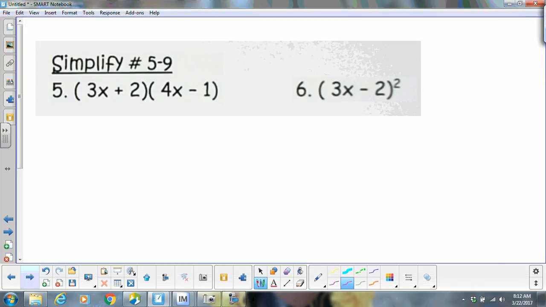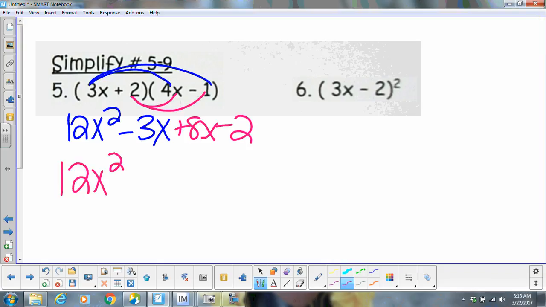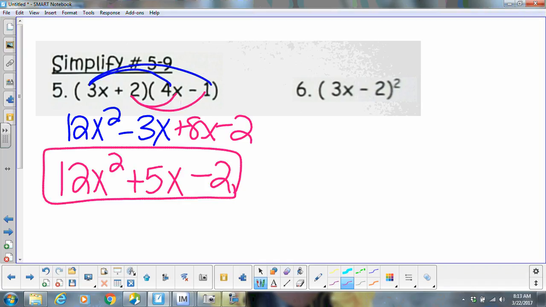All right, jumping down to the next section, problems 5 through 9. Okay, this is just our distributive property again. So like for number 5, we're going to do 3x times 4x, which is going to give me 12x squared. 3x times negative 1 is negative 3x. 2 times 4x is 8x. And 2 times negative 1 is negative 2. Combine like terms there in the middle, and that makes our final answer 12x squared plus 5x minus 2.